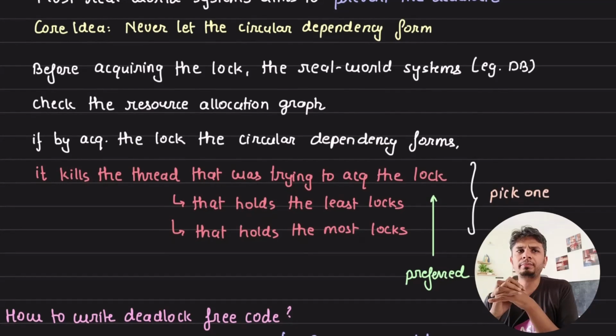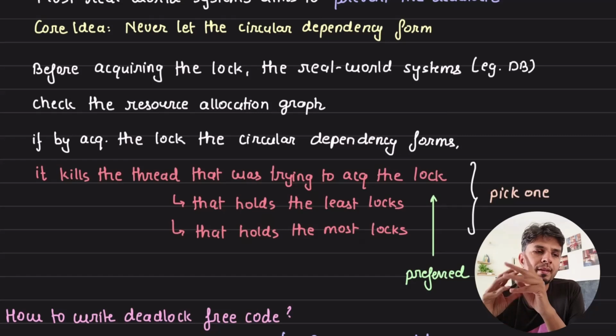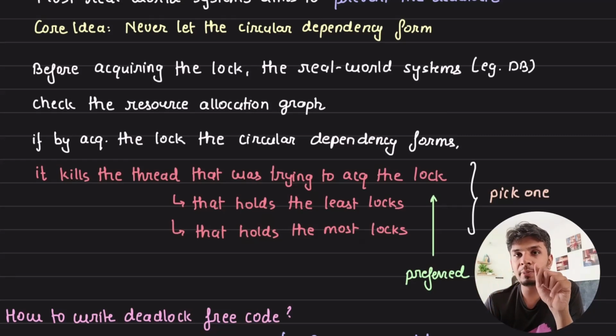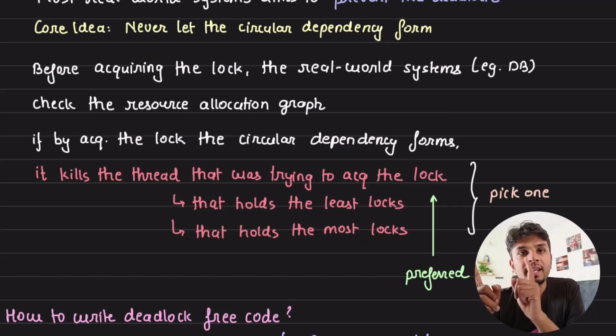So, few examples. Before acquiring the lock, most real world systems check the resource allocation graph. What we just saw, that dependency thing, that's a resource allocation graph, which resource is allocated to which thread. Whenever any thread or process or entity in your system has acquired a lock on something, it maintains a global resource allocation graph. And before acquiring, it checks, hey, if I take this, will there be a circular dependency forming?